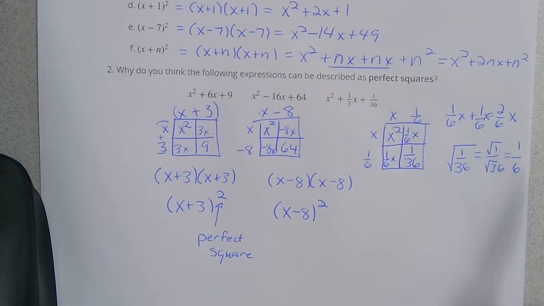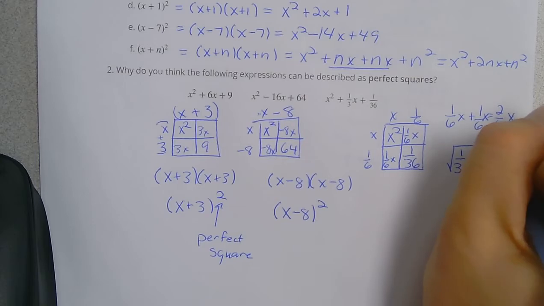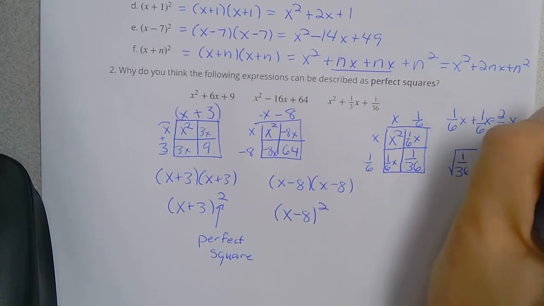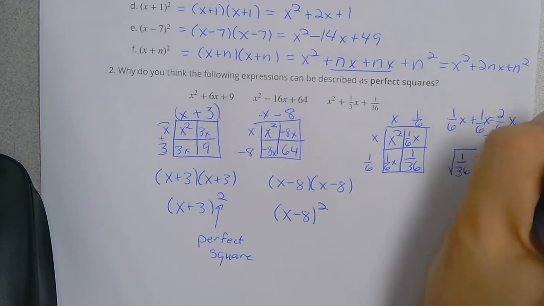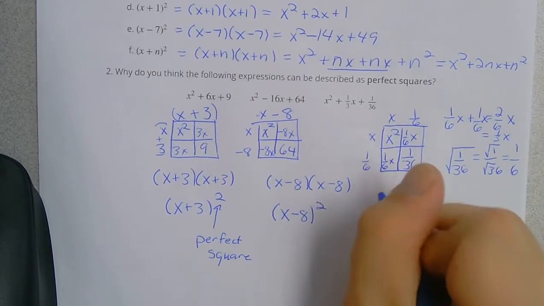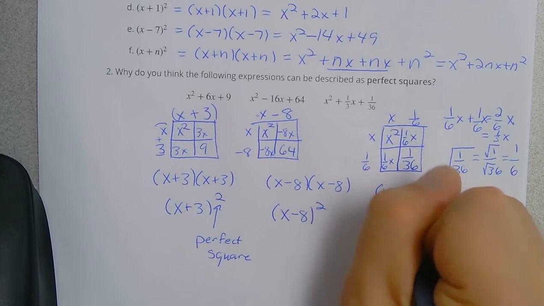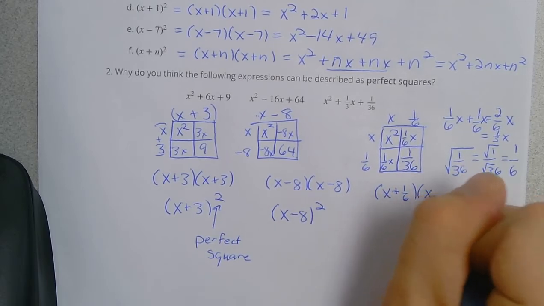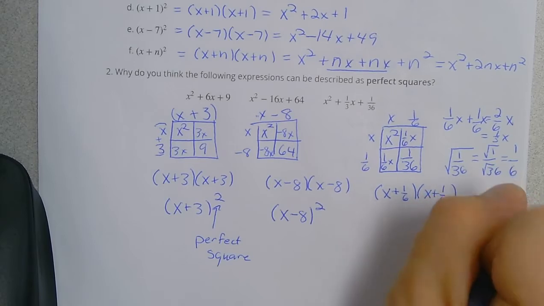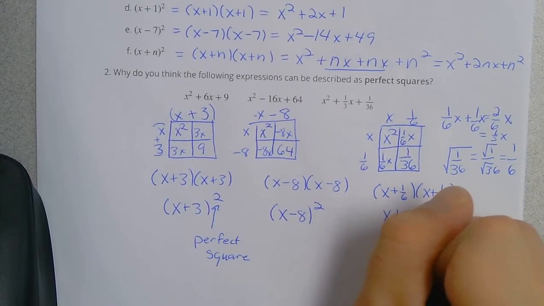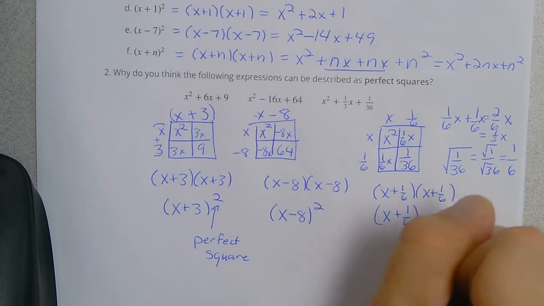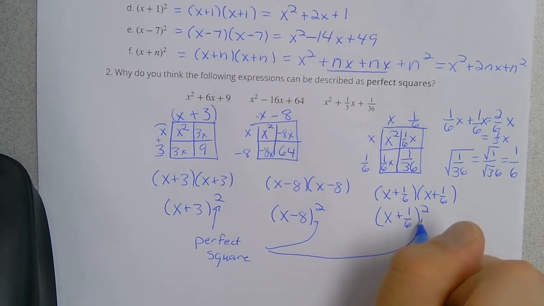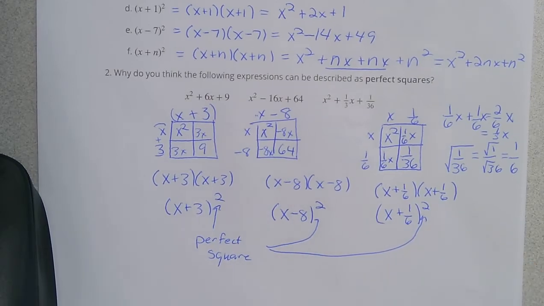I need to reduce 2 over 6x. So divide by 2 in the numerator and the denominator. 2 divided by 2 is 1. 6 divided by 2 is 3, so 1/3 x. So here, this would be x plus 1/6 times x plus 1/6, which would be x plus 1/6 squared. So here, all of those are perfect squares.